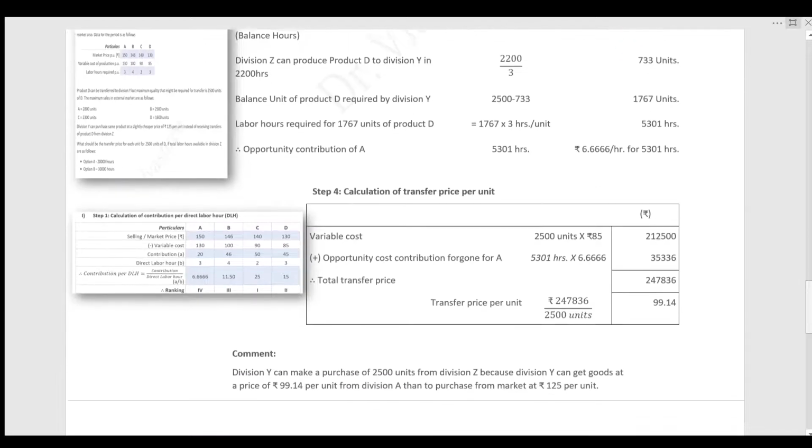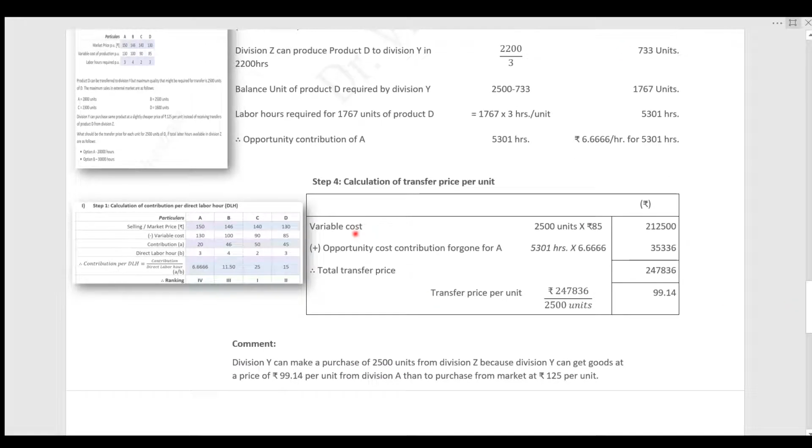So let's now calculate the transfer price per unit. Take the variable cost which is given in the question. This also remains the same as per option A. Then add the opportunity cost contribution which you have just calculated, that is this contribution into the left out hours. You add both and you get the total transfer price. This divided by the number of units, you get the transfer price per unit. When you compare this with the market value, obviously it is better for division Y to purchase from division Z. That is, division Y can purchase 2,500 units from division Z itself at the rate of 99, rather than purchasing from the market at the rate of 125. Thank you.